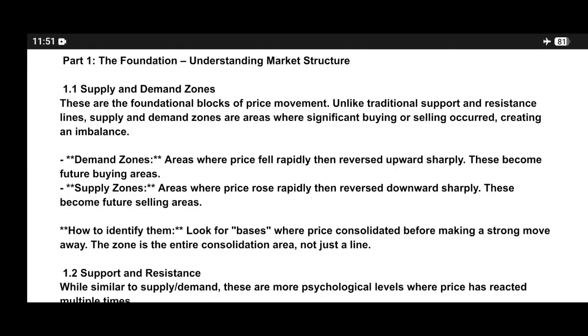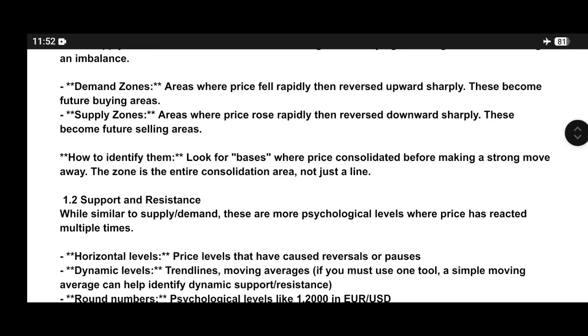Now, how to identify them? One is to look for bases. You need to go to your chart and look for bases where the price was consolidated before making a strong move away. The zone is the entire consolidation area, not just a line. I get my point.